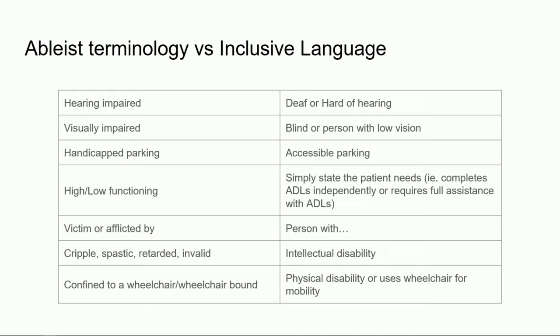Victim or afflicted by, again, these are not people who are suffering. We should make no assumptions about their quality of life, and so it is a person with X disability. Cripple, spastic, retarded, invalid, again, they don't give you any information and they do portray this negative connotation. So intellectual disability is the preferred term.